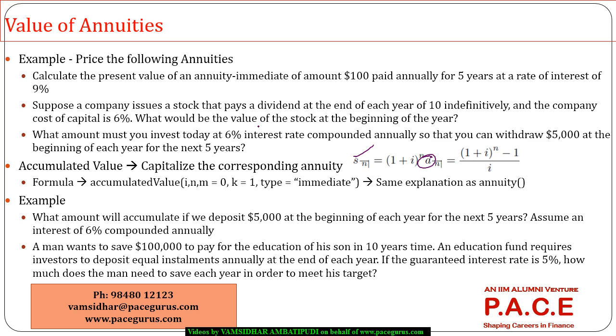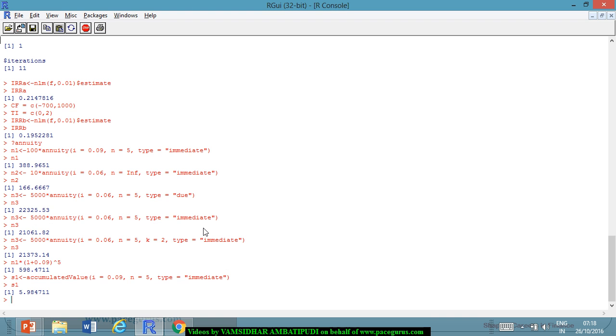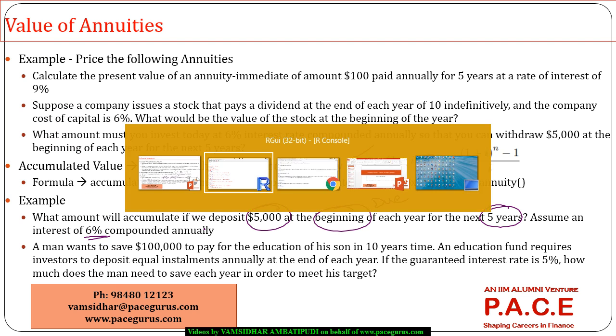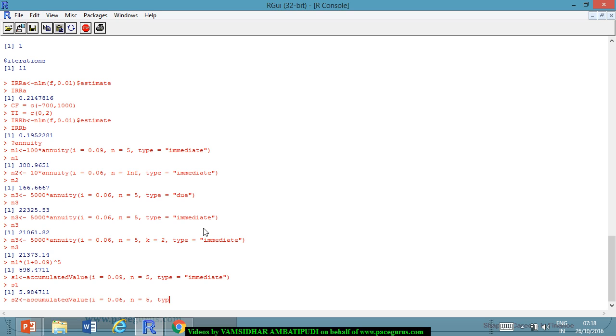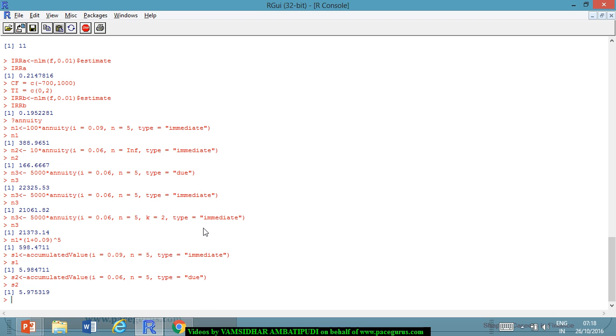So the concept of accumulated value is more or less the same. If you quickly look at this numerical, what amount will accumulate if we deposit 5,000 at the beginning of each year, which is nothing but an annuity due, for the next 5 years. Assume the interest rate is 6% compounded annually. So I can very well take accumulated value. I am taking I as 0.06, N as 5 years, and the type of annuity is annuity due.